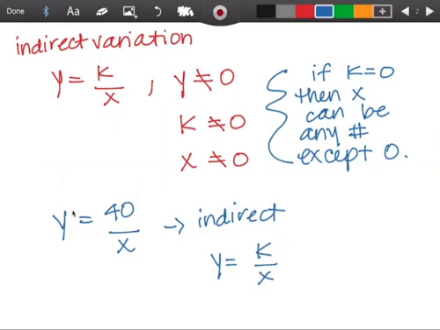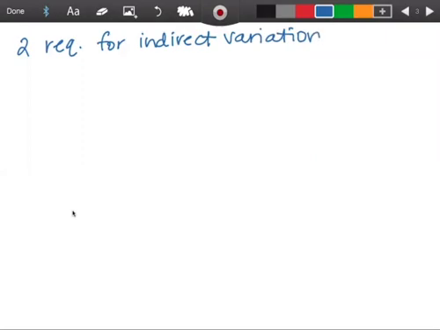So in order for us to have indirect variation, it has to satisfy two requirements. If we were looking at a graph, indirect variation would be nonlinear, which means it's not a straight line. And the other requirement is that it will be in the form y equals k over x.